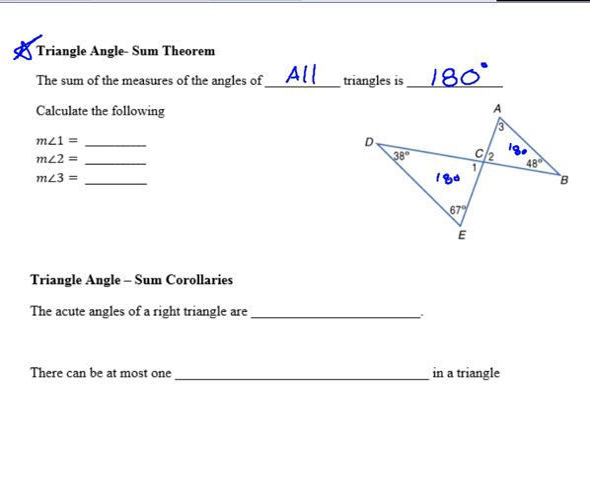And then it says solve for angle 1, 2, and 3. So we're going to start in this triangle because we have 2 angles here. So to solve for angle 1, we're going to do 180 minus 38 minus 67.